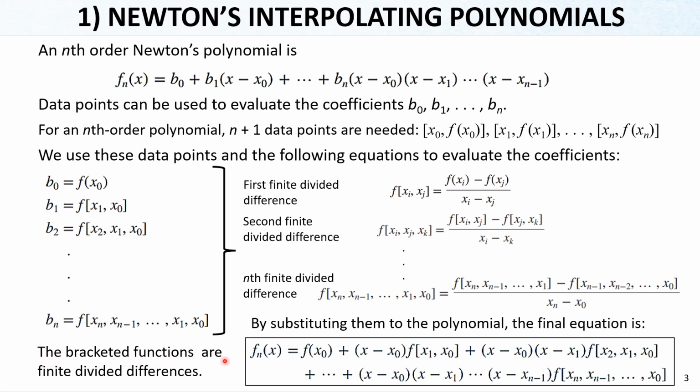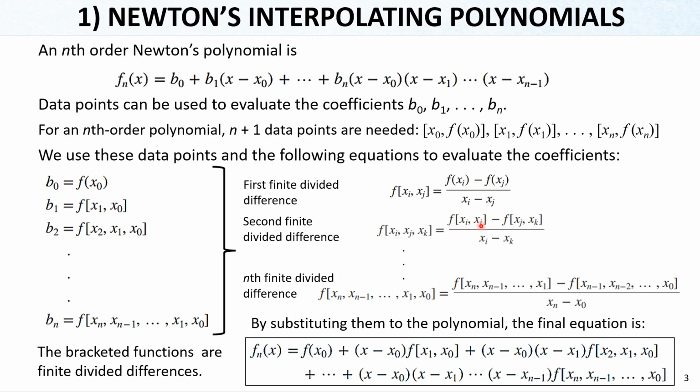So the bracketed functions are the finite divided differences, basically the derivatives. But we are using the estimation of the derivatives as the finite divided difference. So the first finite divided difference is this, f(xi) minus f(xj) divided by xi minus xj. And this is the second divided difference.